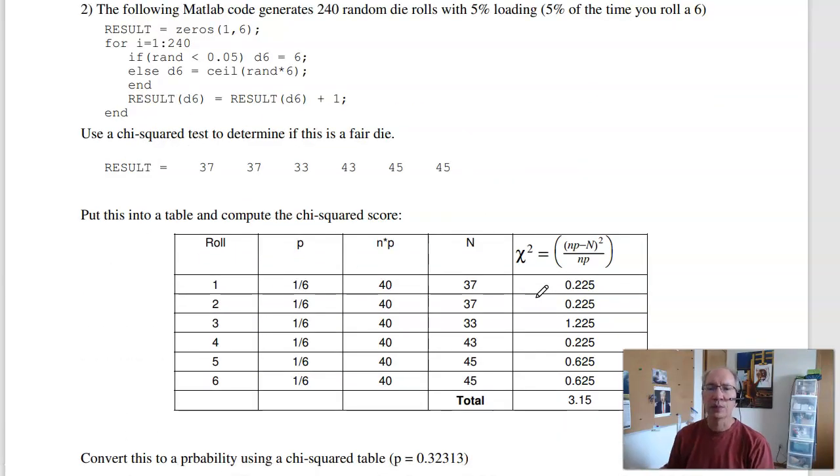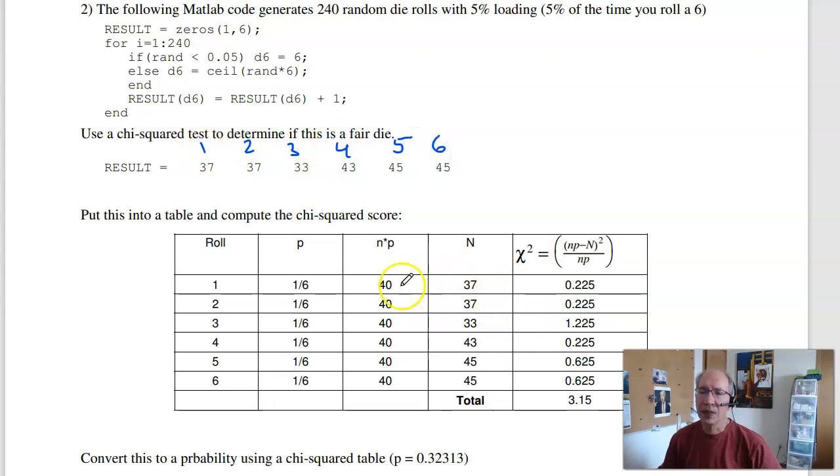Problem 2. This is a loaded die. 5% of the time I roll a 6 no matter what. The rest of the time it's fair. Can I detect that this is a loaded die with 240 die rolls? Again, it's the same procedure. I assume it's a fair die. Each number should come up the same number of times. Collect some data. I got this many 1s, 2s, 3s, 4s, 5s, and 6s.